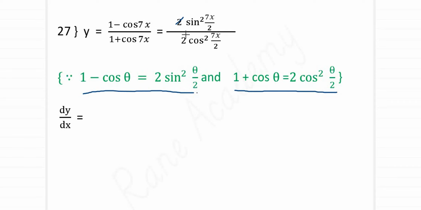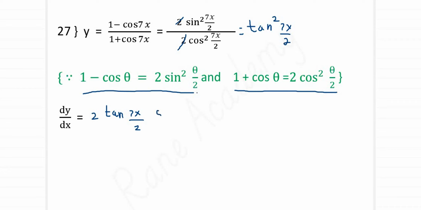So here you find 2 and 2 getting cancelled. Sin square of 7x by 2 upon cos square of 7x by 2 gives us tan square of 7x by 2, which we write as tan square of 7x by 2. Now it is a power function, so we need to differentiate. So tan square of 7x by 2 is the outermost function, which is a power function. So we get 2 tan 7x by 2. And in the derivative of a power function, the power gets reduced by 1. So here we have 2 getting reduced by 1, so we have 1. Then you differentiate tan of 7x by 2.